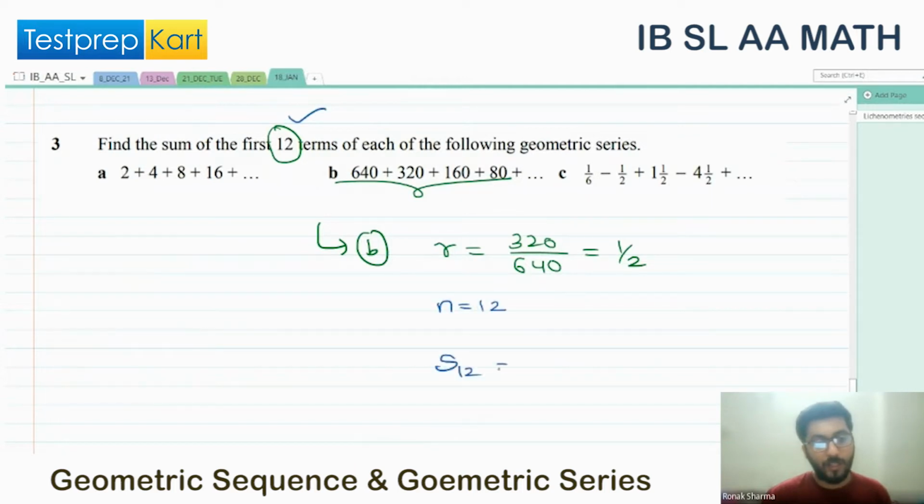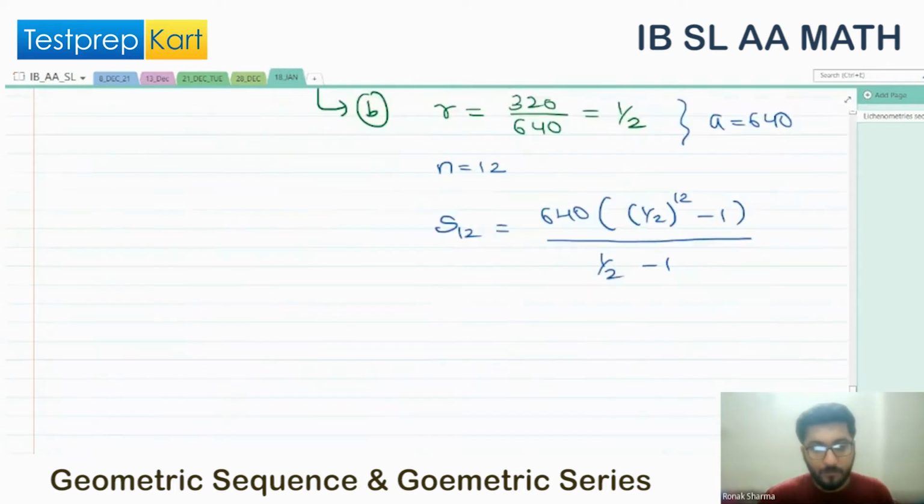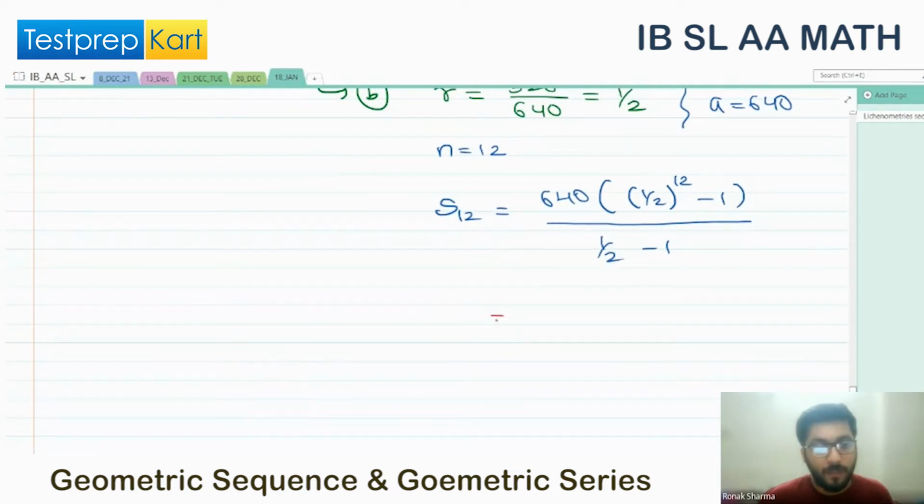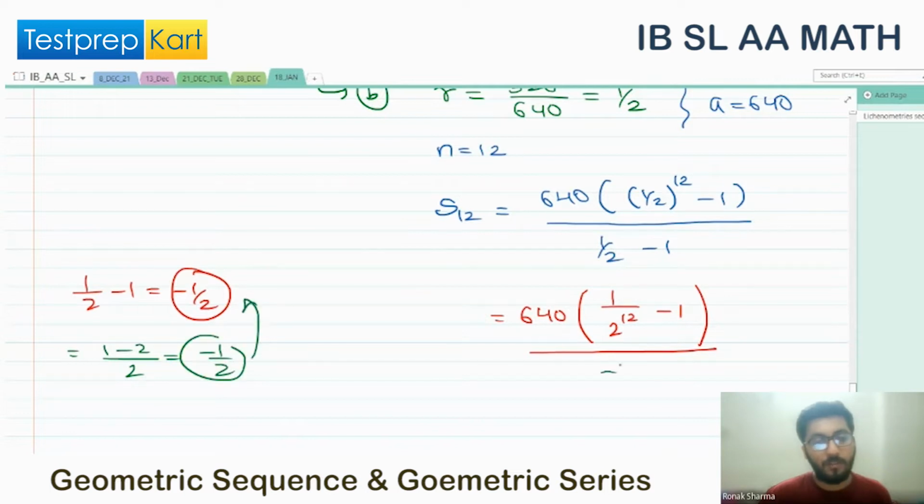So S12 will be what? A is 640, times 1 by 2 power 12, minus 1, divided by r minus 1, that is 1 by 2 minus 1. Now you need to use the calculator here. 640 will be there, then 1 by 2 power 12 minus 1, divided by 1 by 2 minus 1. If you take the LCM, this becomes 1 minus 2 by 2, so it comes out to be negative 1 by 2 only. So in the denominator we have negative 1 by 2.